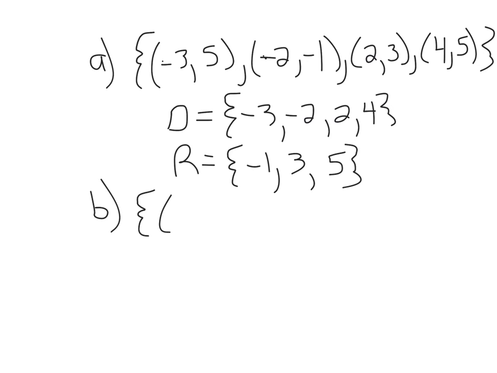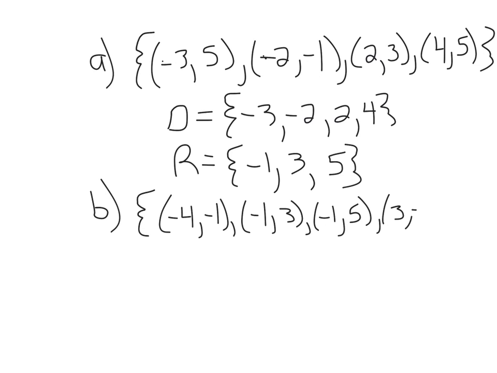Okay, so part B, we've got -4 goes to -1, -1 goes to 3, -1 goes to 5, and 3 goes to -2. So in this relation, I want to again ask the question, is this relation a function? Well, notice we have -1 going to 3, -1 going to 5. So we have one input going to two outputs, so this relation is not a function.